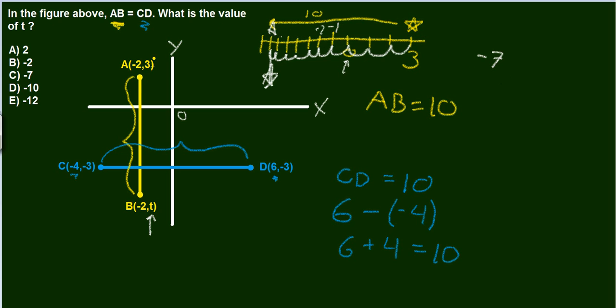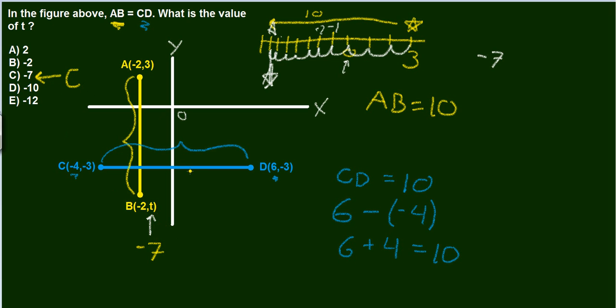So going back to this point, if we start at 3 and we go down 10, we just established that we have to end at -7. I think that means t is going to have to be equal to -7. Alright, so I think it's safe to say that our answer is going to be C, -7.